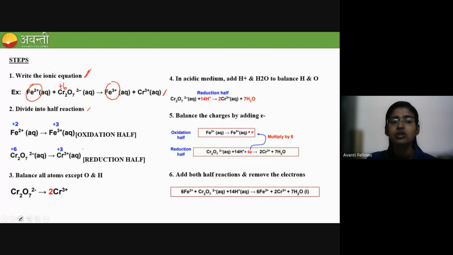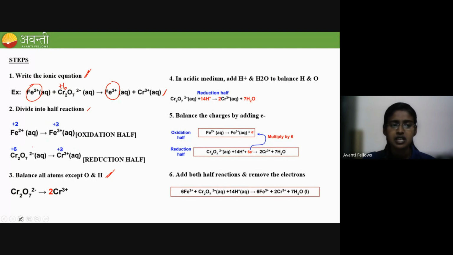Now the third step is you have to balance all the atoms except oxygen and hydrogen present in both the reactions. Okay. So take the first reaction. We don't have oxygen and hydrogen. Okay. And taking the second reaction, it is already balanced. Fe is already balanced. We have only one Fe on both the sides. So that is already balanced.